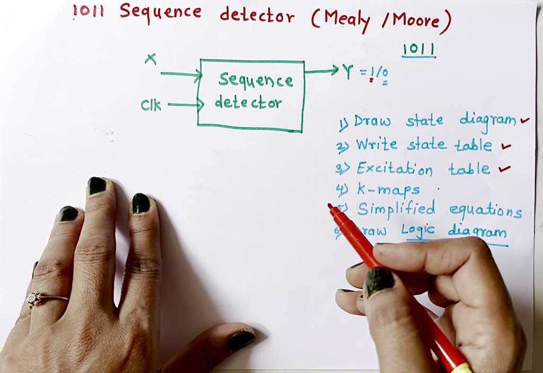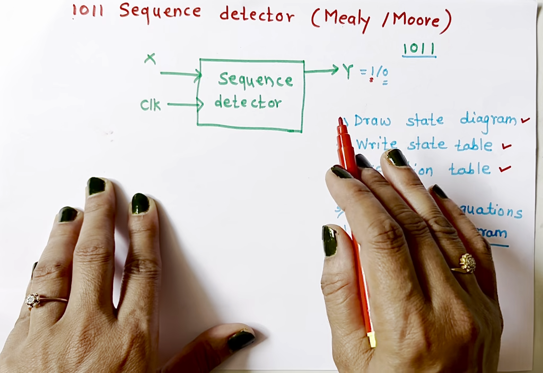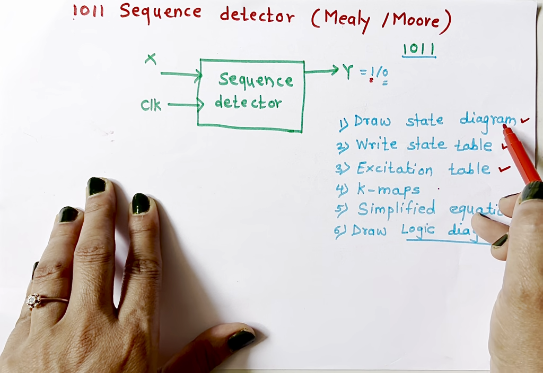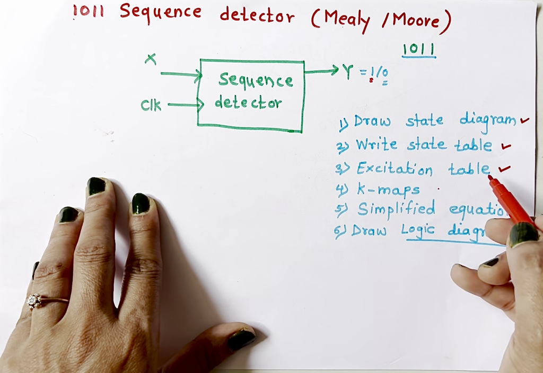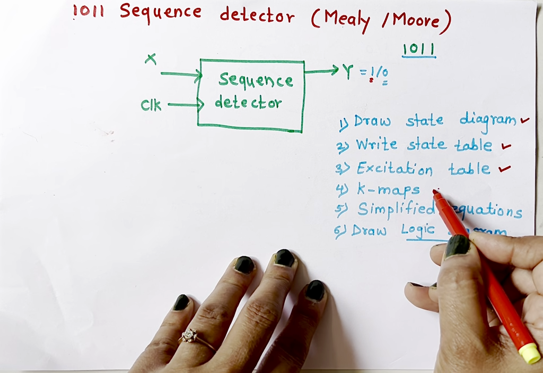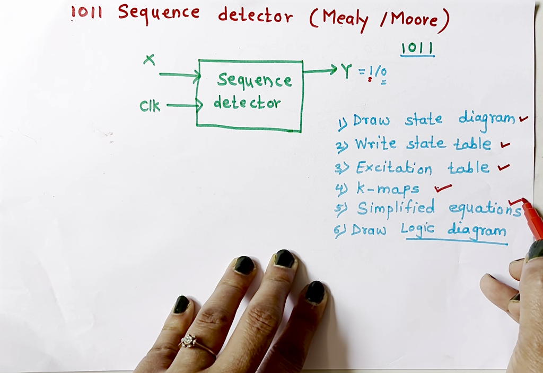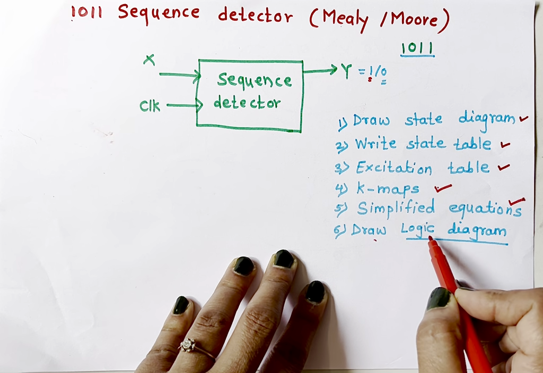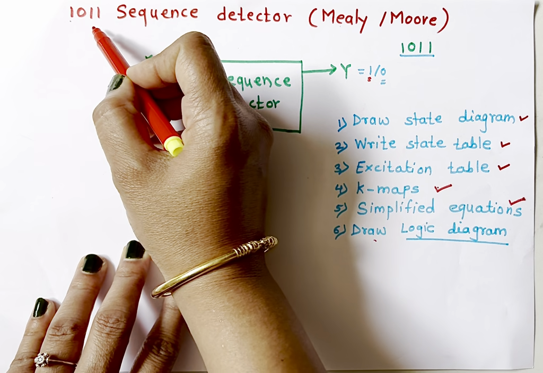It is very important to understand the steps we must follow to design a 1011 sequence detector or any sequence detector. So the very first step is you must draw the state diagram. If your state diagram is correct, then from that state diagram only you will write the state table, and then by using the excitation table you will generate equations for input and output. Then the next step is K-maps. By putting those values in K-maps, you will get simplified equations, and based on those simplified equations you can draw the logic diagram. So here let's start with the state diagram for 1011.